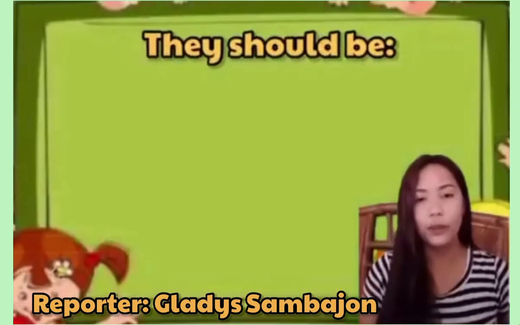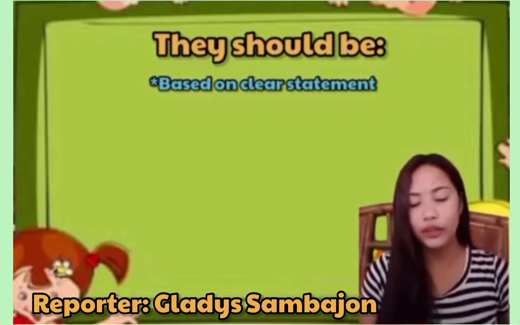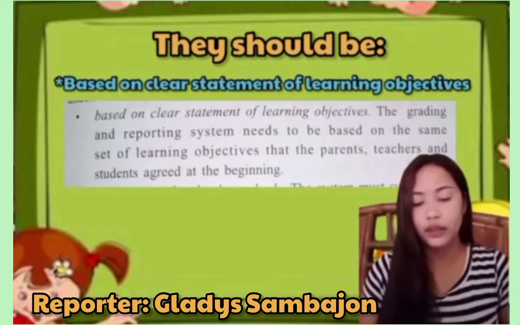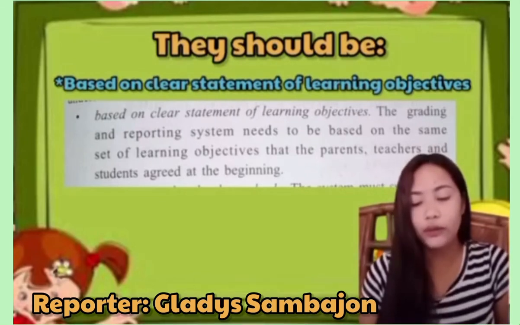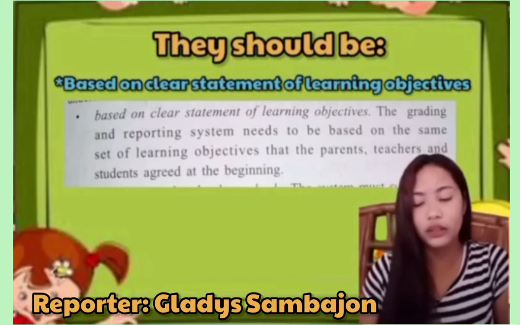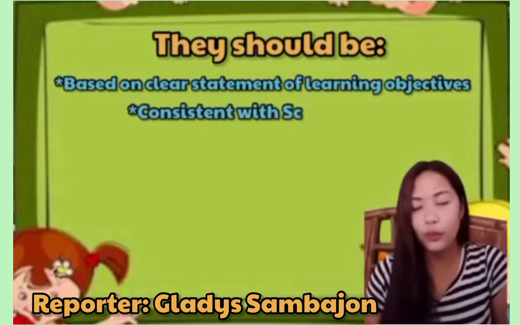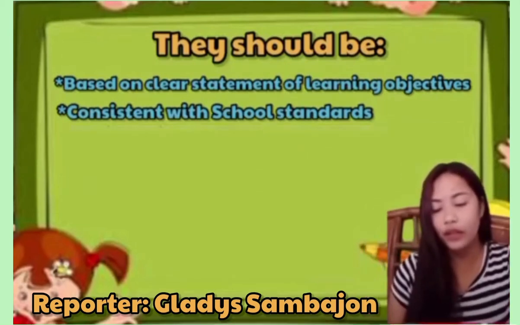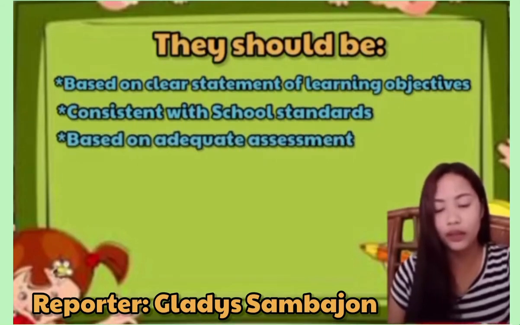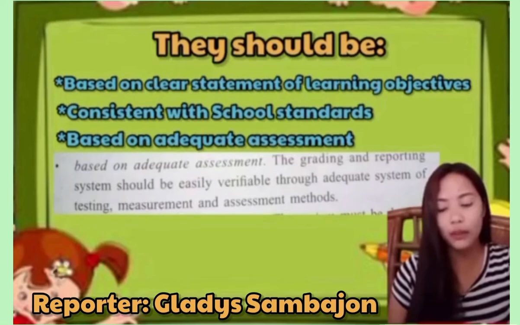They should display the following. First, based on pre-statement of learning objectives. This means that the grading and reporting systems need to be based on the same set of learning objectives that the parents, teachers, and students agreed on at the beginning. Second one, consistent with school standards. This means that the system must support the school standards rather than oppose the school standards already set. And the third one, based on adequate assessment. This means that the grading and reporting system should be easily verifiable through an adequate system of testing, measurement, and assessment methods.